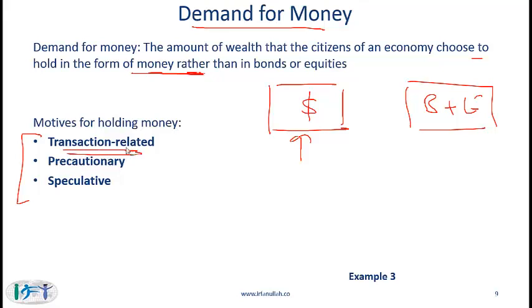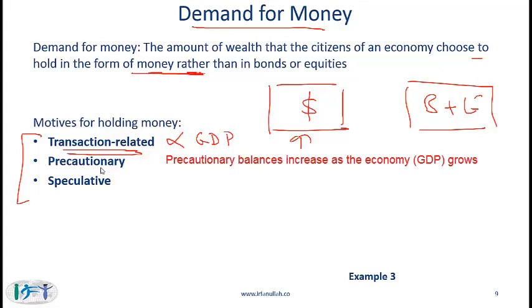Transaction related. We need to have money in order to do our transactions. Roughly speaking, transaction related balances are proportional to the GDP. As our economy grows, then the transaction related balances increase. The next category is precautionary. Here we keep a certain amount of money in order to protect against emergencies of different sorts.